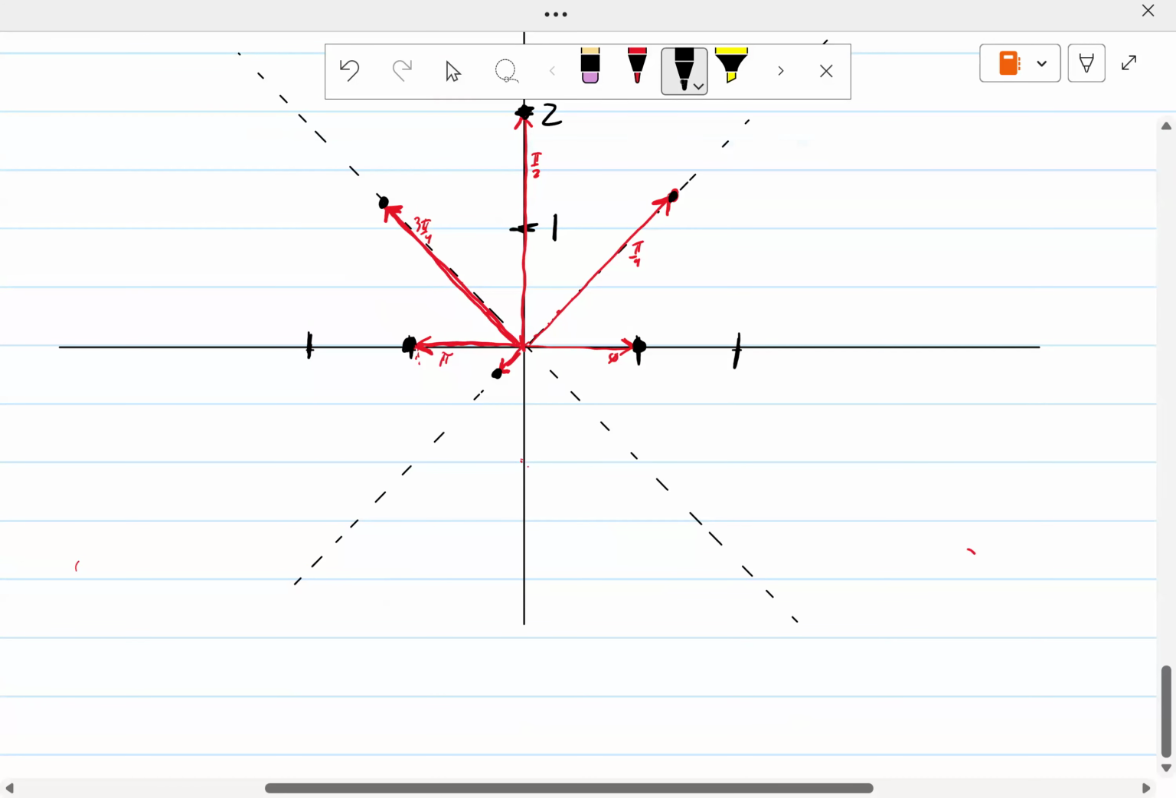At 3 pi over 2, I'm actually at 0. I'm back here. At 3 pi over 2, the angle is down, but I actually have 0 length. And then again, I'm at 0.293.